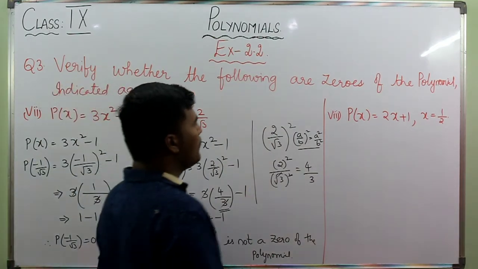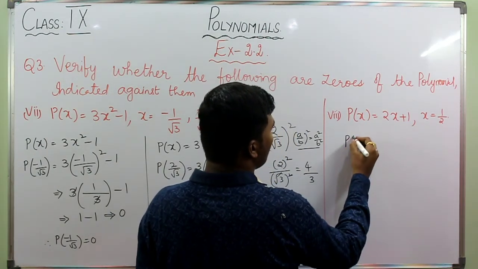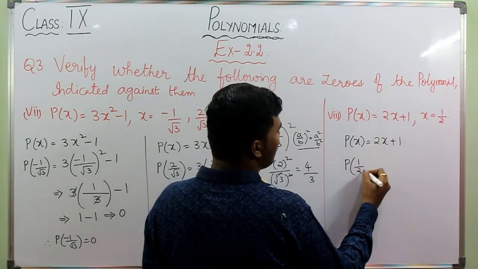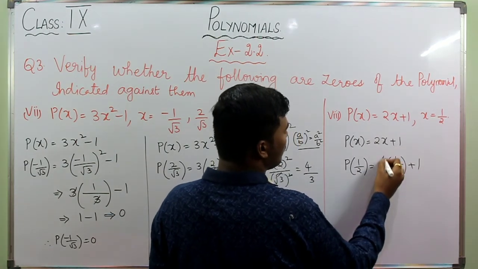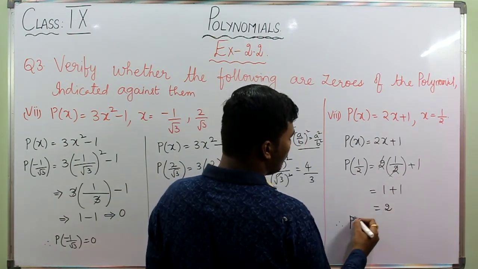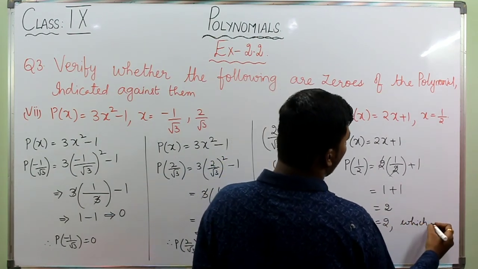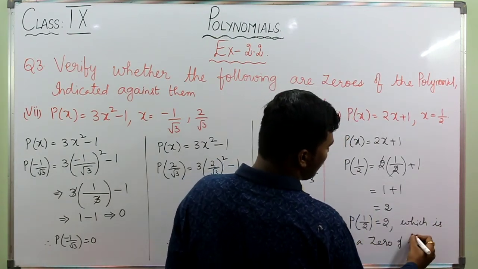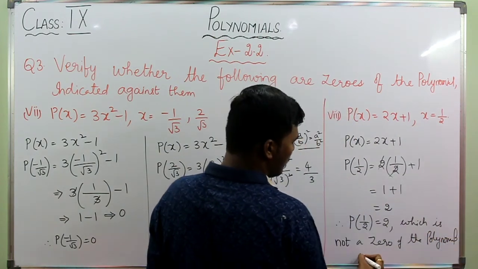Okay. Now the last problem of question number 3 is P of x is equals to 2x plus 1, and x is 1 by 2. Replace it with 1 by 2. Then it will become 2 into 1 by 2 plus 1. 2 gets cancelled. We are left with 1 plus 1 which is equals to 2. So therefore P of 1 by 2 is equals to 2, which is not a 0 of the polynomial P of x.